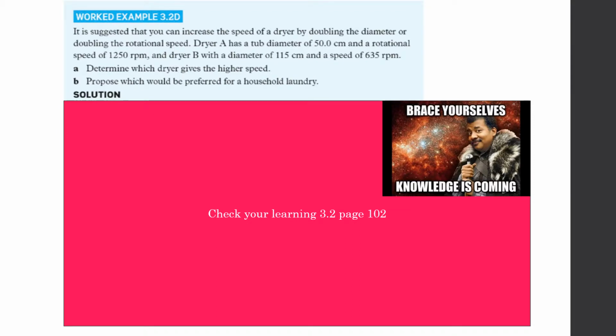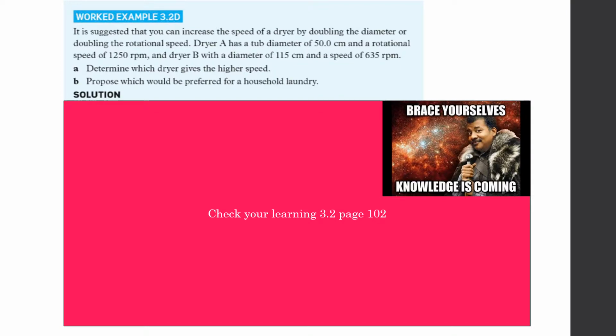Okay, so time for another worked example. This one considers how you can affect the speed of a tumble dryer, either by doubling the diameter of the drum of the dryer or doubling the rotational speed. So dryer A has a tub of diameter 50 centimeters and a rotational speed of 1,250 RPM, and dryer B has a much larger diameter of 115 centimeters and a lower speed of 635 RPM. Roughly speaking, the speed of B is half the speed of A, and the diameter of B is twice the diameter of A.